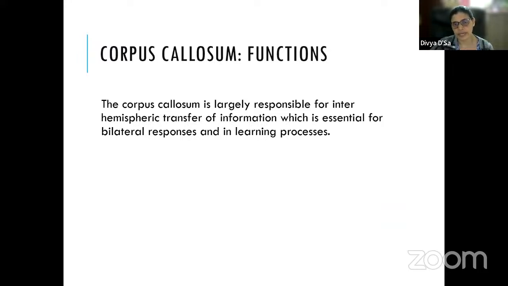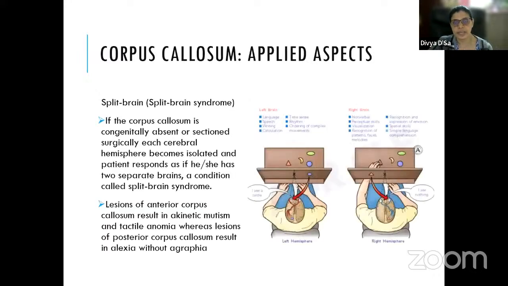So what is the function of the corpus callosum? It is mainly responsible for interhemispheric transfer of information, and it is essential for bilateral responses and in the learning process. Sometimes it will not connect, and the right hemisphere and the left hemisphere will be separate. At that time we get what we call split brain syndrome. If the corpus callosum is congenitally absent or surgically sectioned, each cerebral hemisphere becomes isolated and the patient responds as if he or she has two separate brains. It is called split brain syndrome.